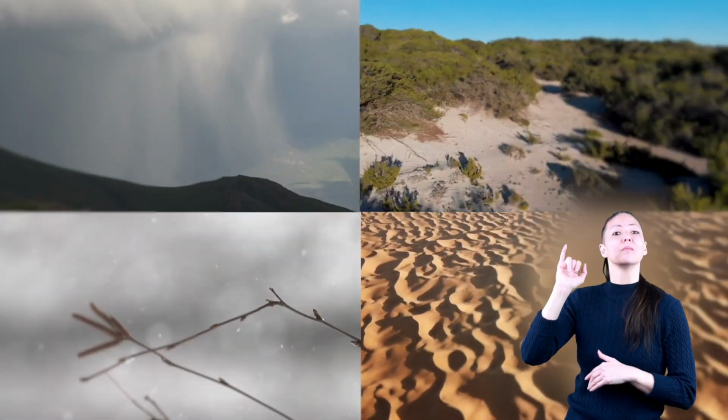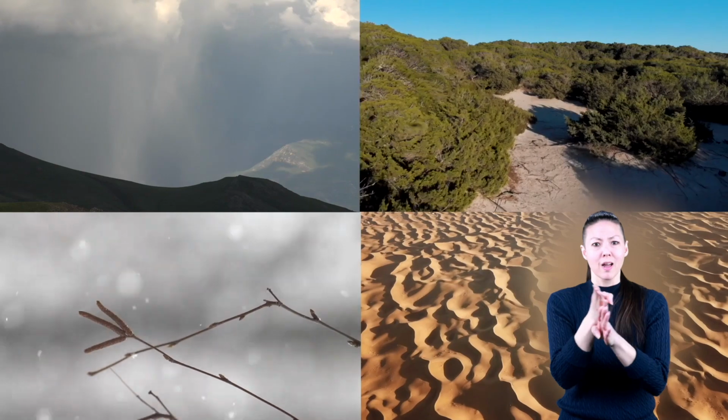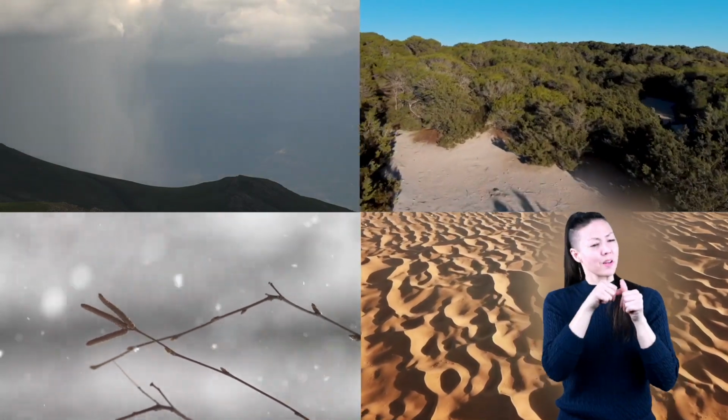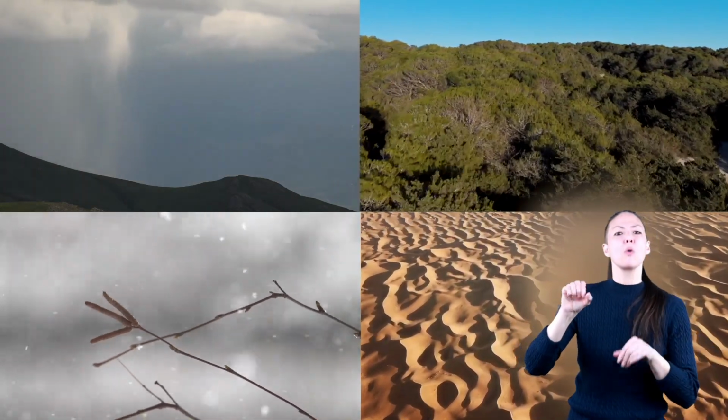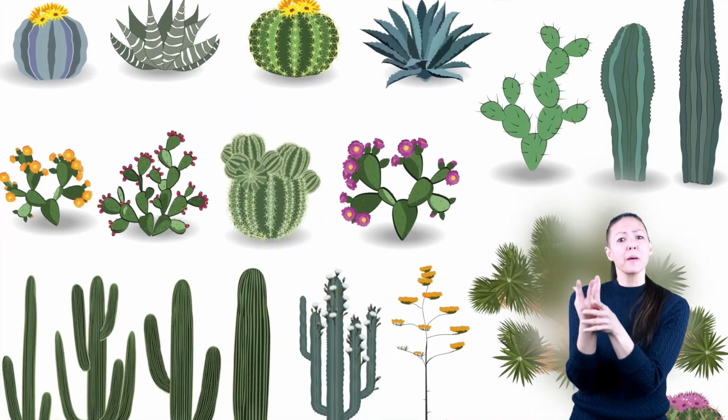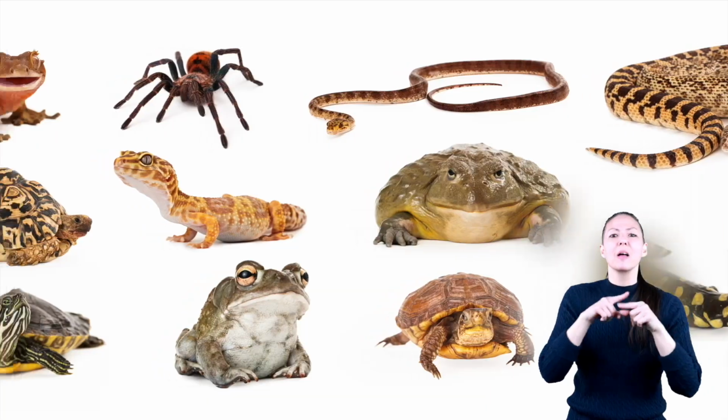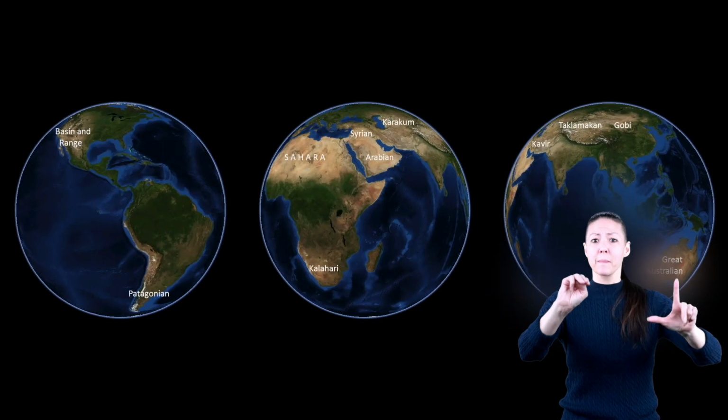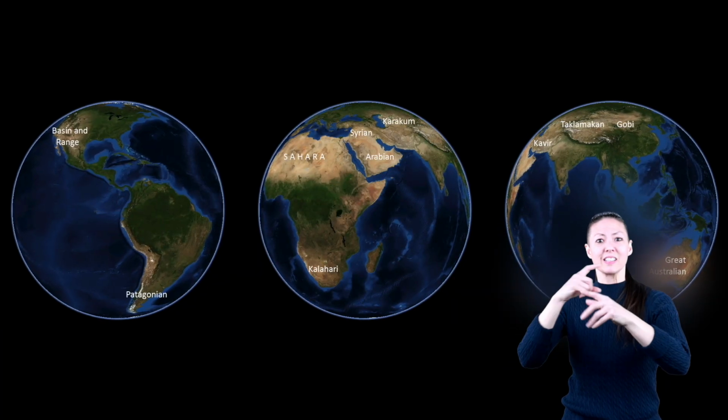While we put deserts in those 4 main categories, it's important to remember that the Earth has a wide variety of ecosystems. So depending on where the deserts are located, the types of plants and animals can vary from place to place. Check out this map. It shows you the major deserts of the world.